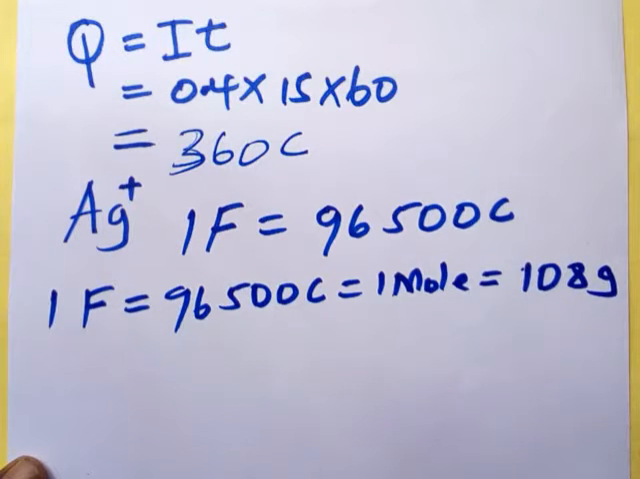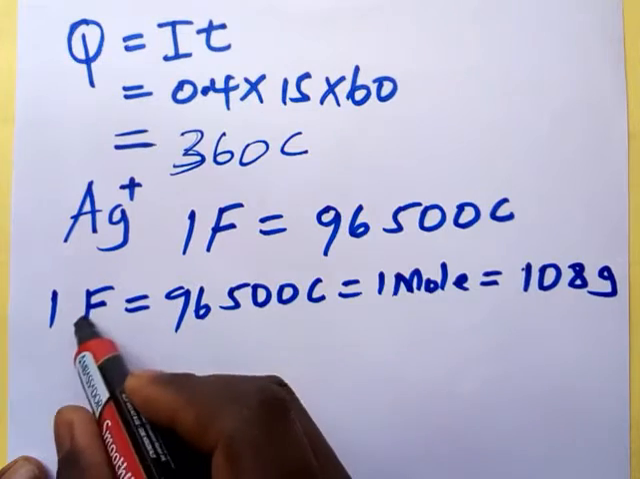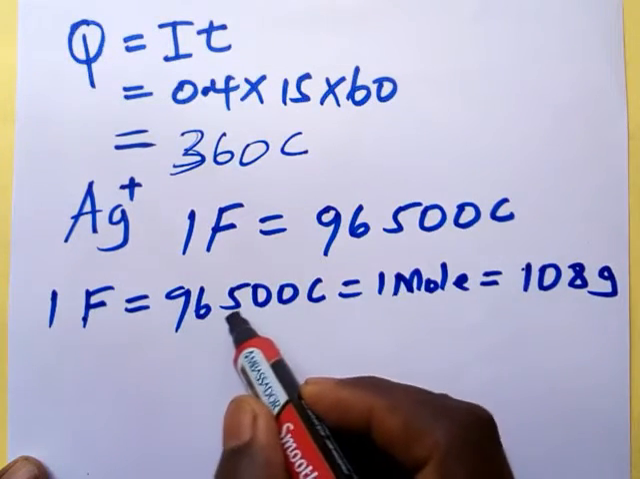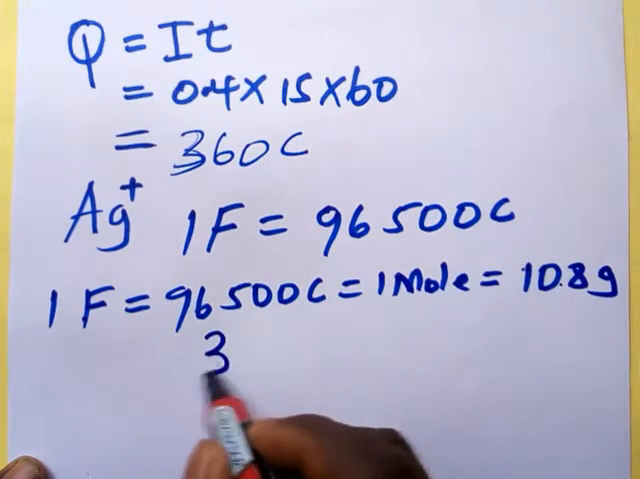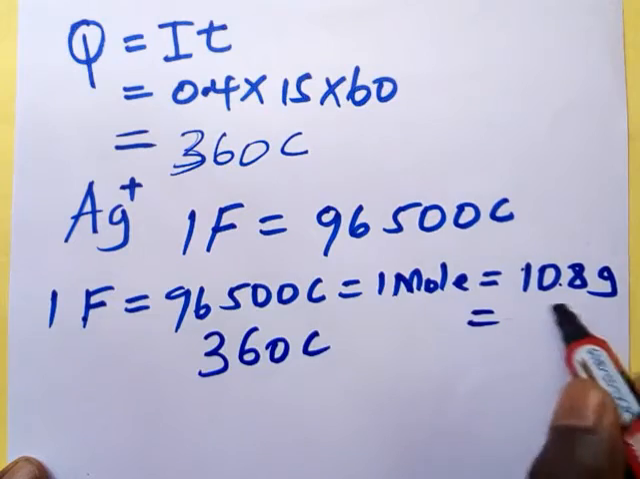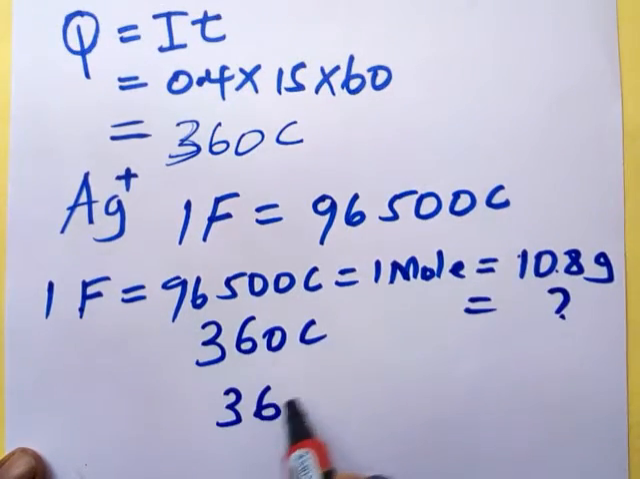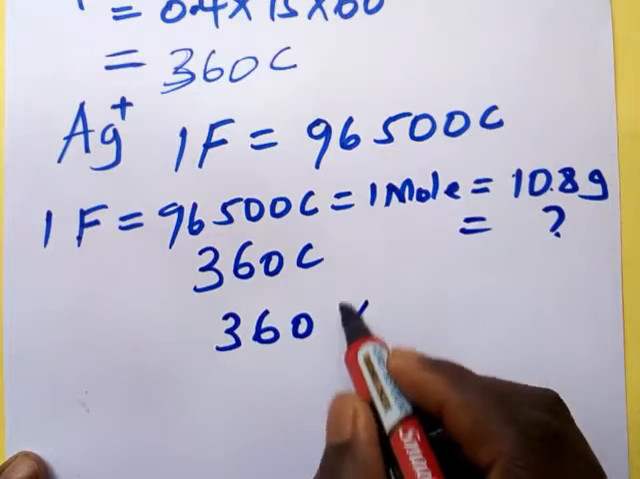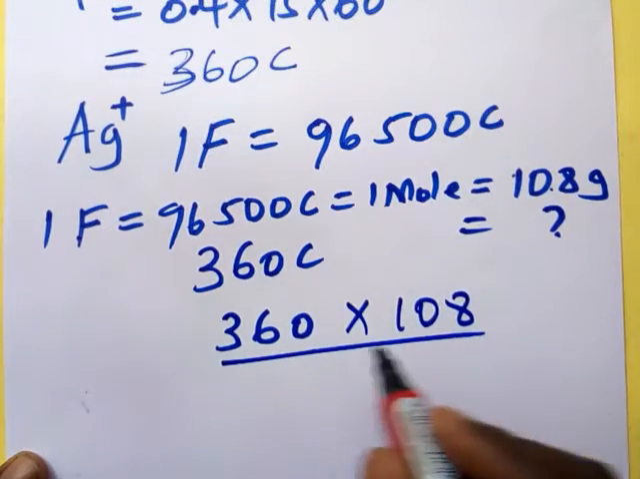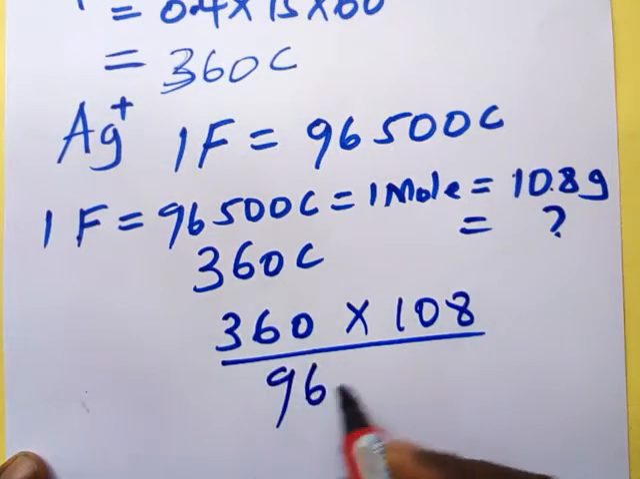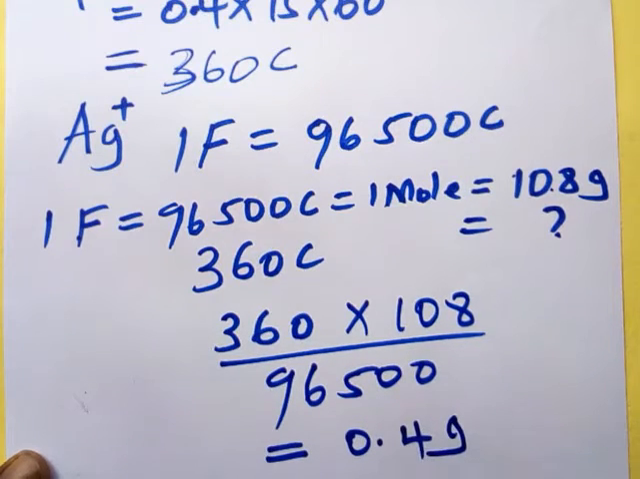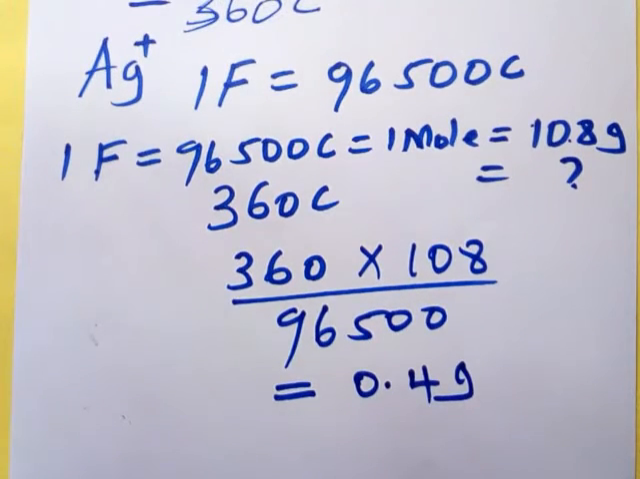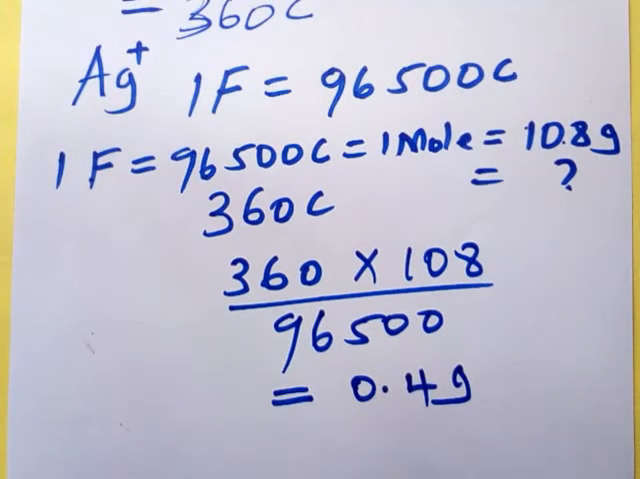So the question is to calculate the mass. So we will say if 1 Faraday, which is 96,500 coulombs, contains this mass, we will ask 360 coulombs will contain what mass? 360 times 108 divided by 96,500, and this one will give us 0.4 grams. So this is the mass that will be produced.